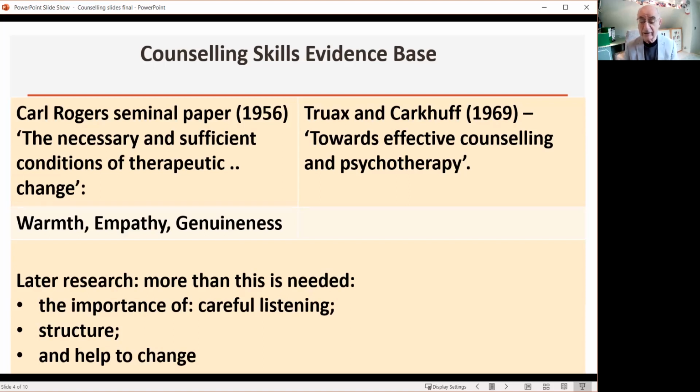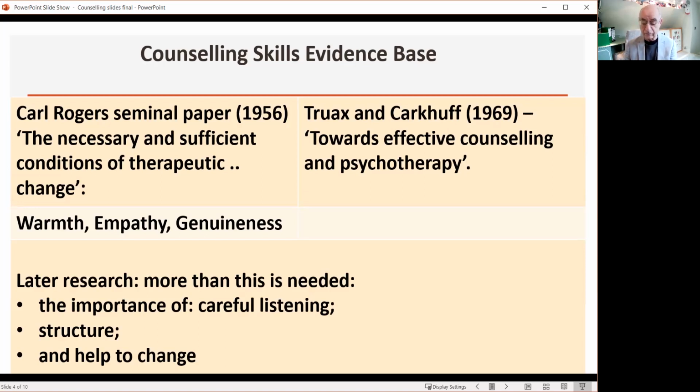If any were not there, then counselling wouldn't work. And he also argued that these three factors were sufficient, that if all three were there, then that was enough to lead to positive therapeutic change. These three factors were later simplified into warmth, empathy, and genuineness.